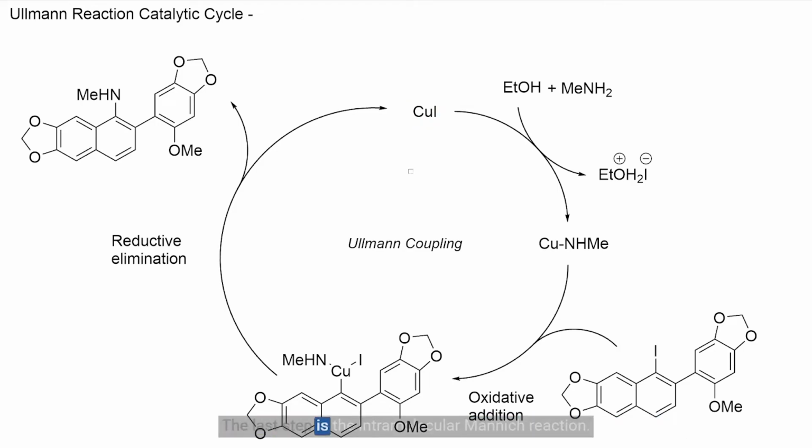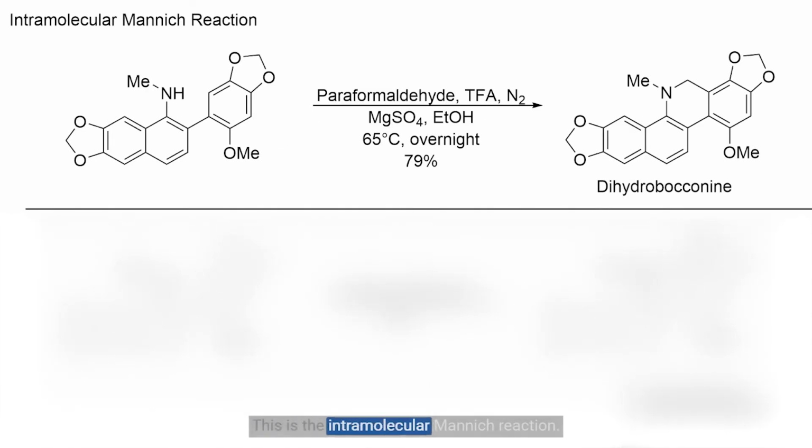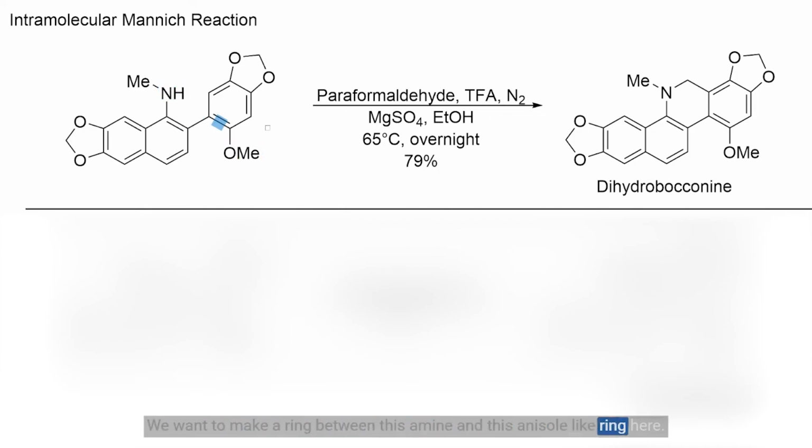The last step is the intramolecular Mannich reaction. Here we want to make a ring between this amine and this anisole-like ring here. We do this under a nitrogen environment to prevent oxidation of the amine into an aminium, because in the presence of oxygen we would produce bocconine instead of dihydrobocconine.